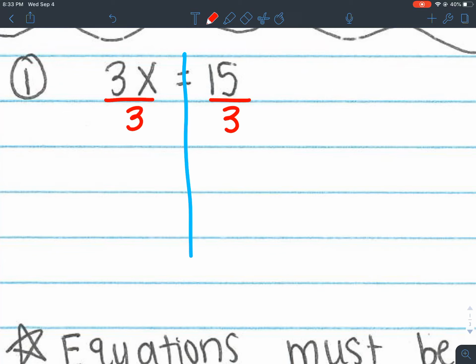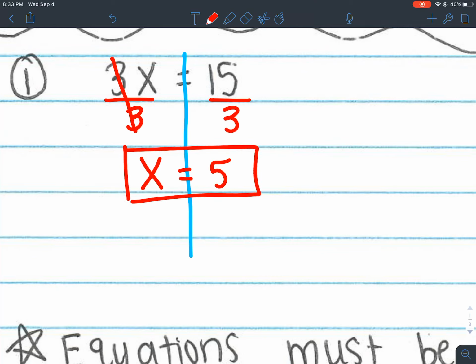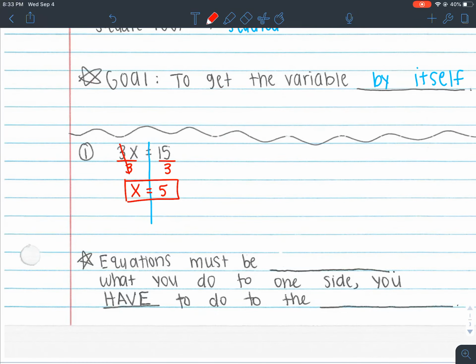What's 3 divided by 3? Well, 3 divided by 3 is 1. So this cancels, and I just have x. Equals 15 divided by 3, which is 5. So x equals 5. What does that mean? It means I can plug in a 5 up there, and then I have 3 times 5, which equals 15, and that's correct. So I know that's right because I can check it.